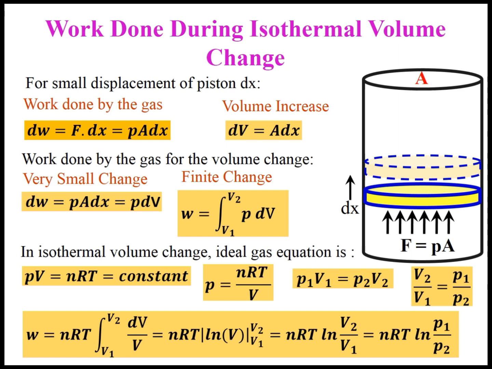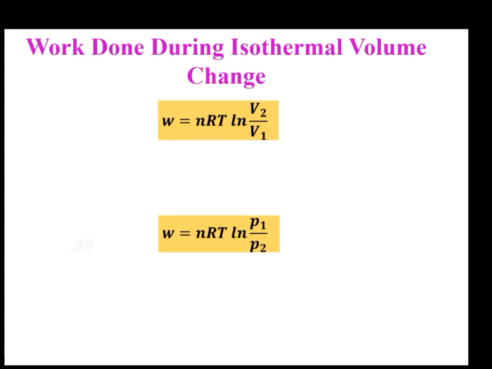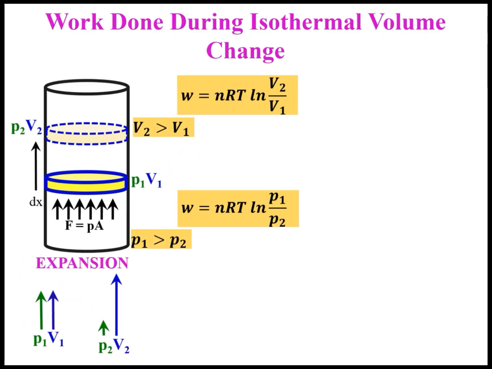Both expressions can be evaluated. Log of a value greater than 1 always gives a positive sign. As in isothermal expansion, V2 over V1 and P1 over P2 are greater than 1, therefore work done by the gas is positive, which shows that work is done by the gas on the piston.